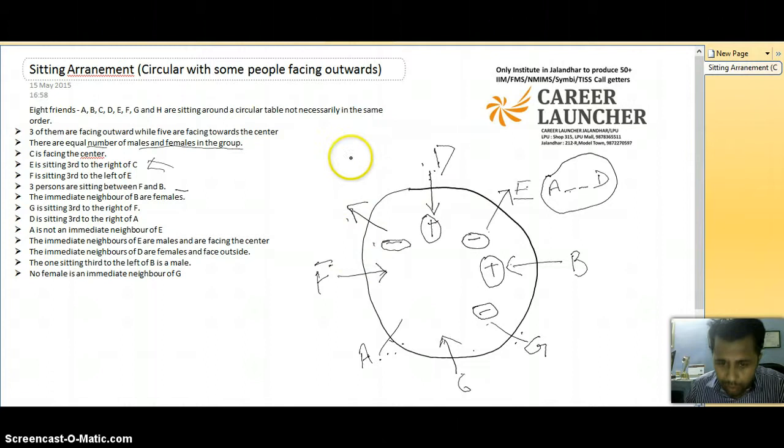Right. Now whoever A, B, C, D, E, F, G, H is left, I guess it is H. We have A, B, C, D, E, F, G and H. So this is definitely H. Right. The next sentence, the one sitting third to the left of B is a male. Third to the left of B. So 1, 2, 3 is a male. So A is a male. Let's put a plus sign over here.